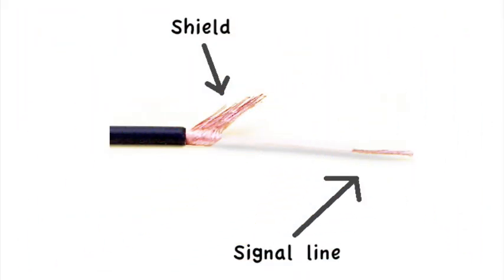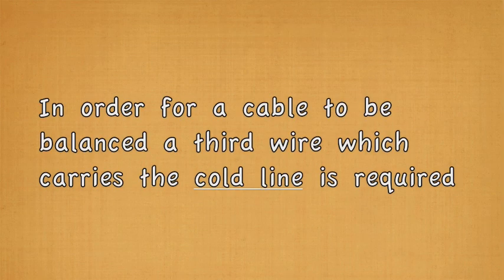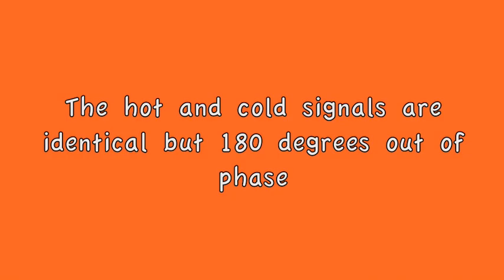An unbalanced cable is made of two wires. One of them is the ground line, which is also referred to as common, earth, shield, or DC return. The other is the signal line, often referred to as the hot line. In order for a cable to be balanced, a third wire which carries the cold line is required. The hot and cold signals are identical, but 180 degrees out of phase.